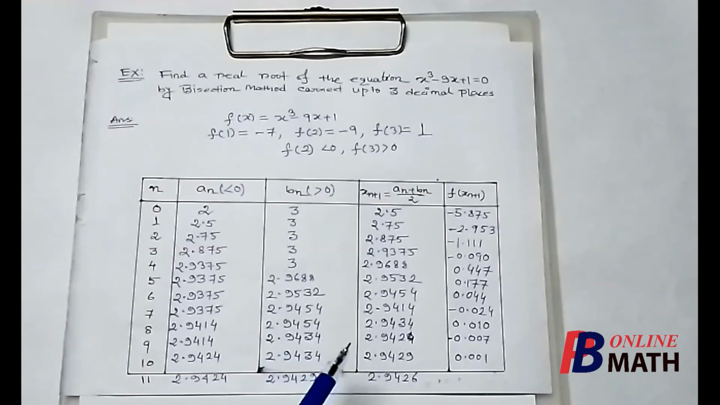Now if we check the approximate root at the 10th step, we find that it is 2.9429. If we round it up to 3 decimal places, it will be 2.943, because at the 4th decimal place it has 9, which is greater than 5. So the root correct up to 3 decimal places is 2.943. Now check this value at the 11th step. If we round this root up to 3 decimal places, again it will be 2.943, because the next value is 6, which is greater than 5.